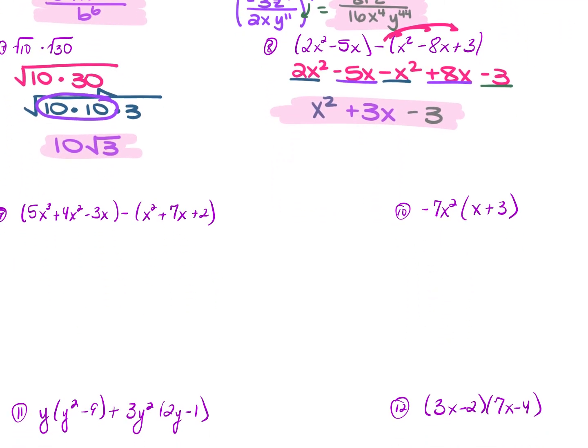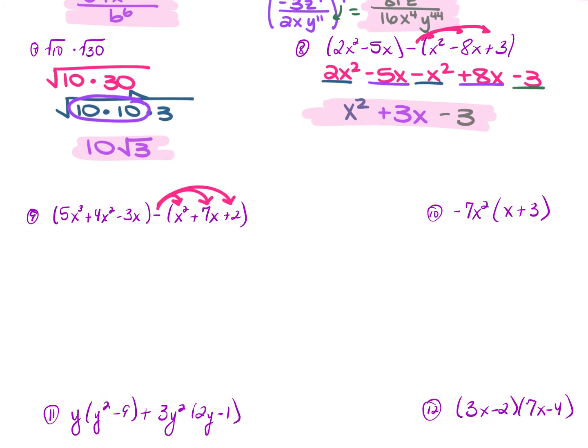For number 9, you have 5x cubed plus 4x squared minus 3x minus x squared plus 7x plus 2. So with this one, again, there's a negative in between. So we're going to distribute it into the second set of parentheses and change the sign on everything. So this is going to give us 5x cubed plus 4x squared minus 3x minus x squared minus 7x minus 2.